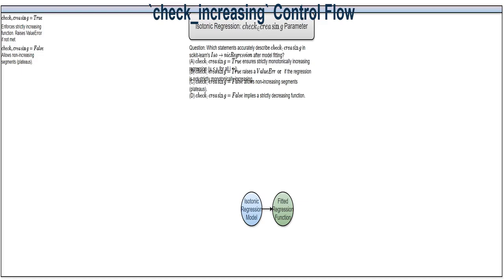I'm setting _check_increasing to true. This means I'm forcing the isotonic regression model to produce a strictly increasing function. If the model's fit isn't strictly increasing, meaning it has any plateaus or decreasing sections, I'll get a value error. It's like saying, no cheating, only uphill.